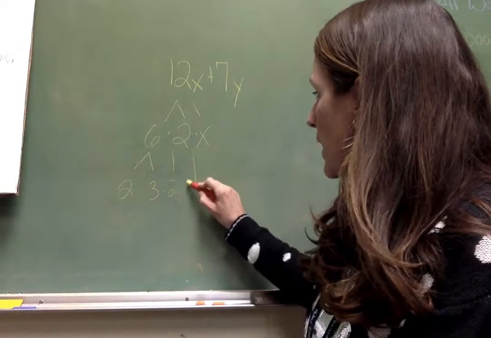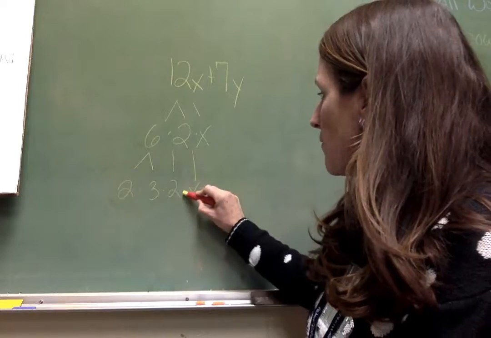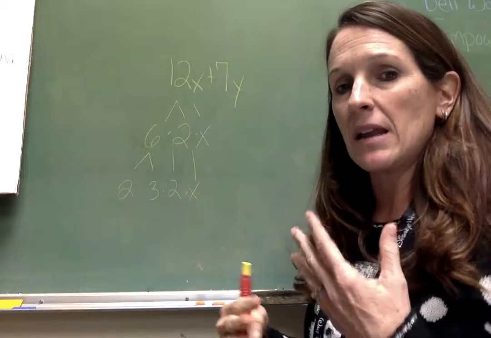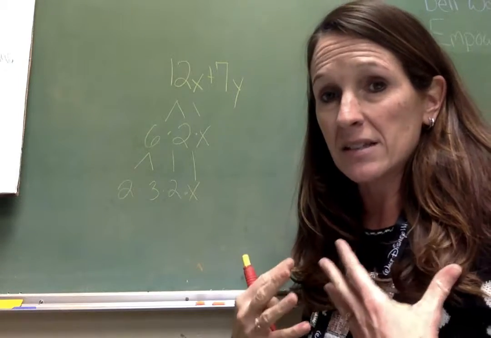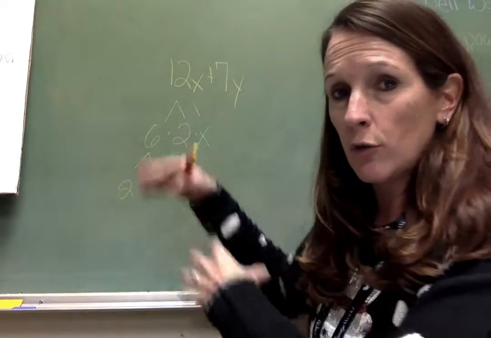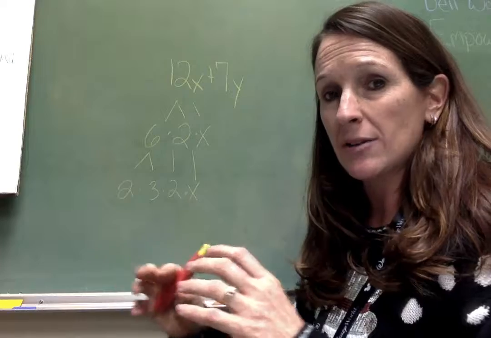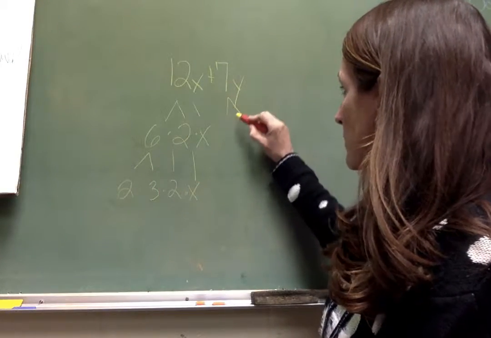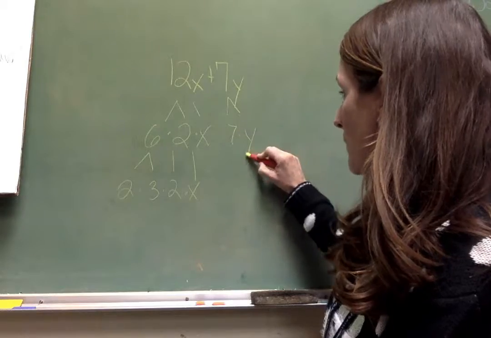I like to bring all of my factors down on the same level because it just goes back into keeping neat and organized and making sure I don't miss something just because it's jumbled all over my paper. Math is about rules and patterns. It's about order. So I want to stay in order. 7y is just 7 times y.